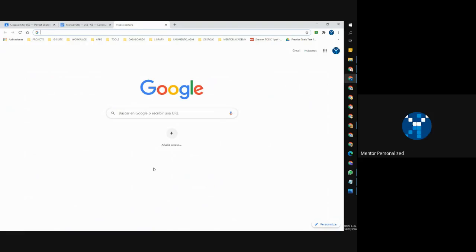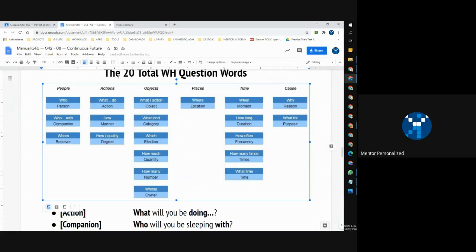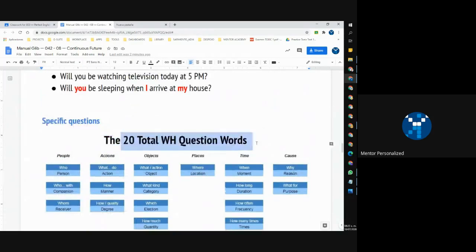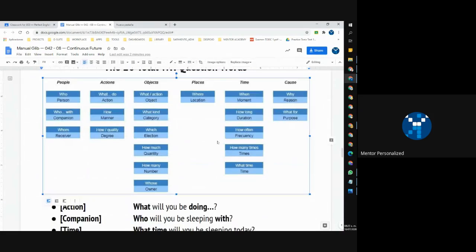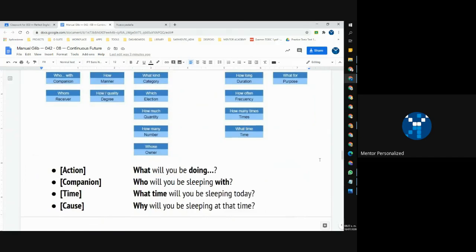A question for quality or description. How? Very good. Only a question word. Question for duration or lasting. How long? We need to master the 20 total question words, okay? WH questions. We need to master them. Ya las tenemos que tener, como los cumpleaños de nuestros hijos. Okay, very good.